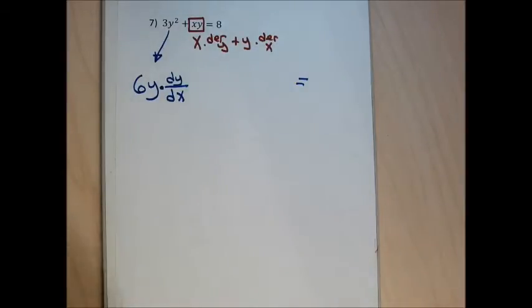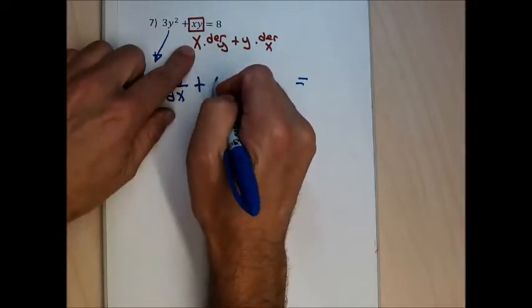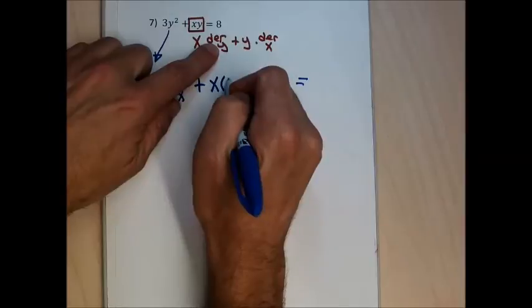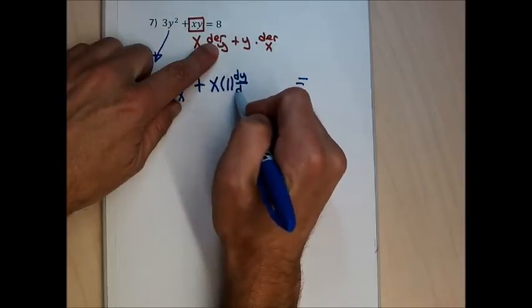When I do this, I bring down this plus sign. x is going to be x. The derivative of y is 1. When I take the derivative of y, I tack on a dy/dx.